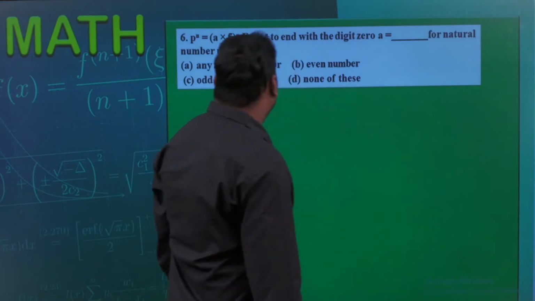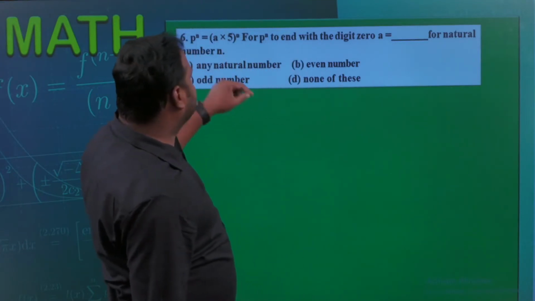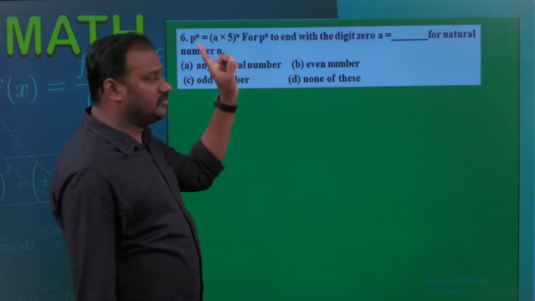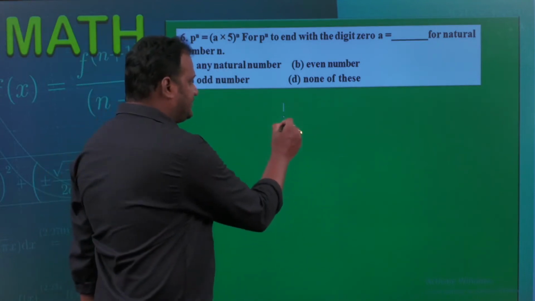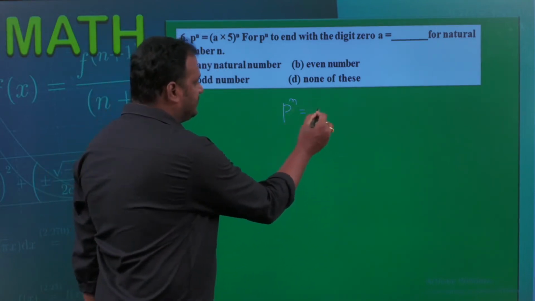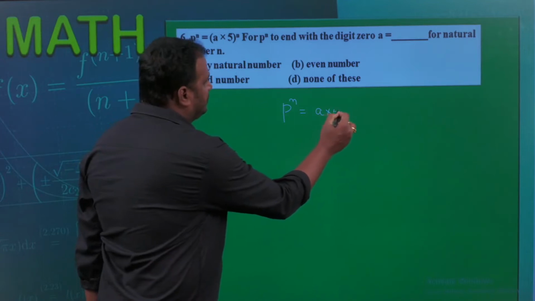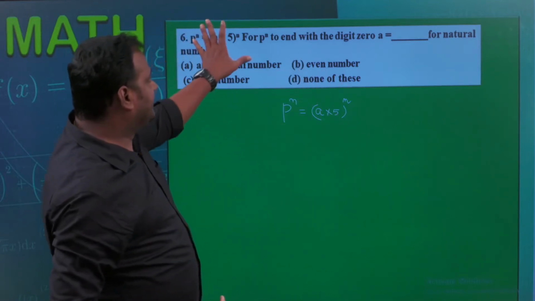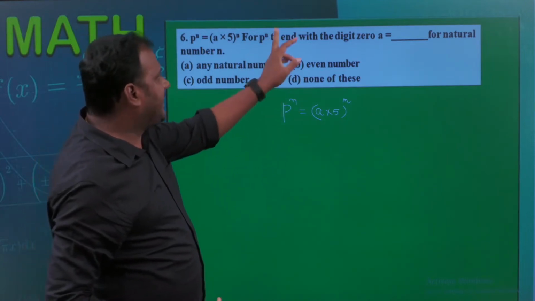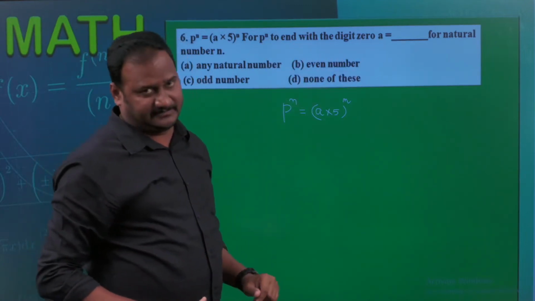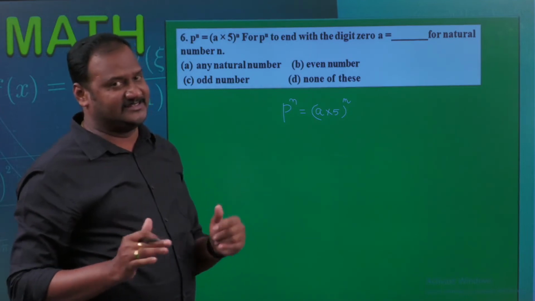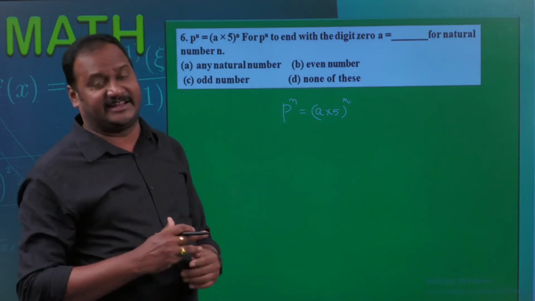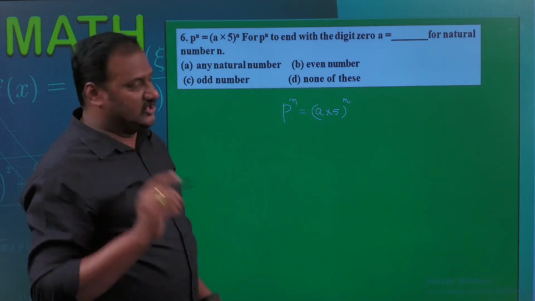So moving on to the next problem. P to the power of n is equal to a into 5 whole to the power of n. Given that P to the power of n is equal to a into 5 whole to the power of n, this number means P to the power of n ends with the digit 0. We have some problems in even the second exercise, third exercise.